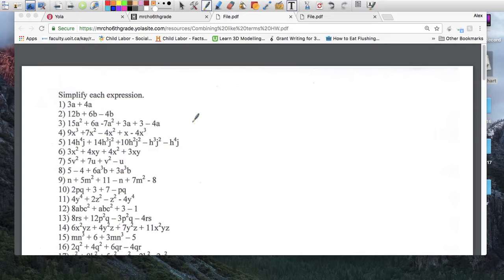So let's go to number 3. I'll write it out. 15a squared plus 6a minus 7a squared plus 3a plus 3 minus 4a. So what I asked you in class to do is that maybe you want to move things around so all the like terms are next to each other.